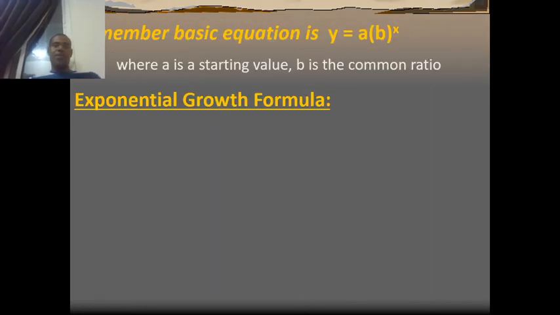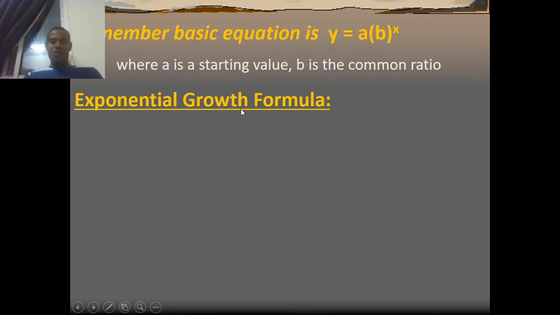Remember, the basic equation is y equals a b to the power x. We told you b is the base, but here we call it the ratio, and a is the starting value, b is the ratio, and x is the index. It can be, let's say, the number of years. It can be a real number, okay? Whereas the starting value will be the common ratio.